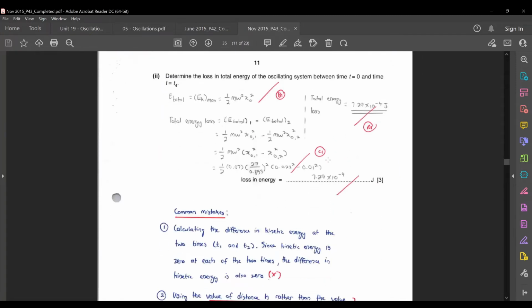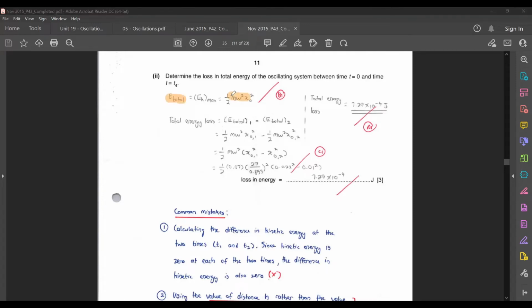Find out the respective values and the respective points. So total energy, as I mentioned, is half m omega square x naught square. You don't really need to write out that E total is K max. So total energy loss is actually the total energy at 1 minus the total energy at 2. So it's going to be half m omega square x naught 1 square minus half m omega square x naught 2 square. And then eventually you're going to get this half m omega square because you factorize it out. Then bracket x naught 1 square minus x naught 2 square.